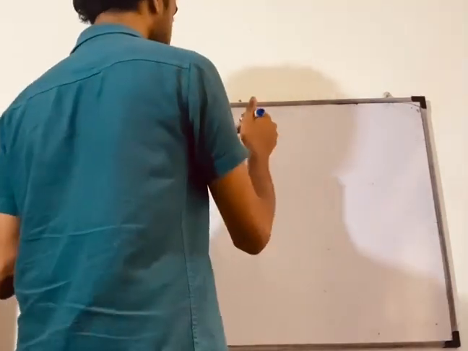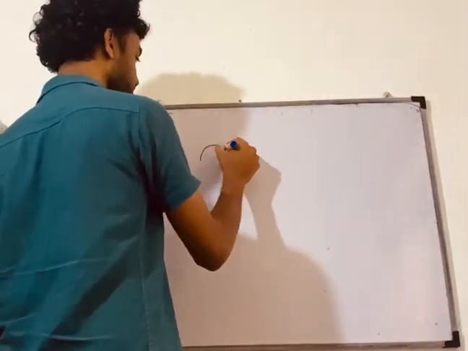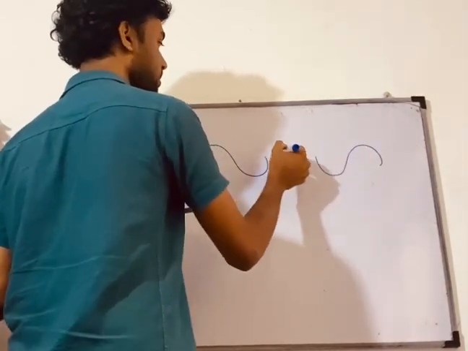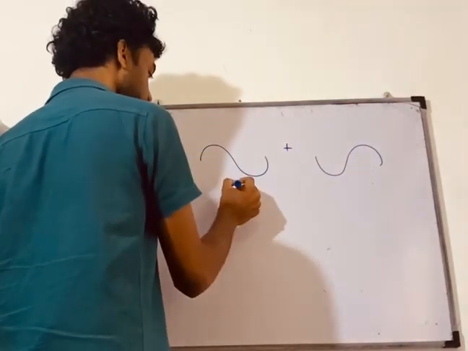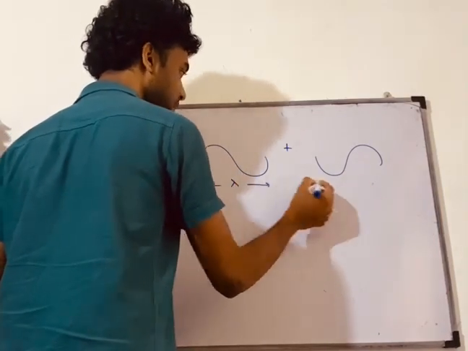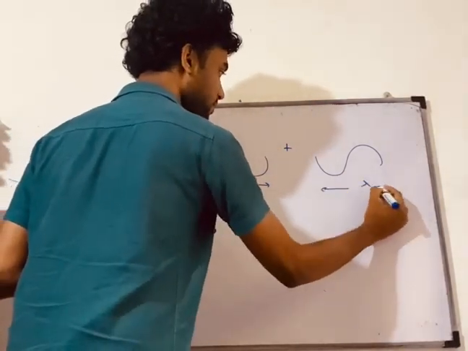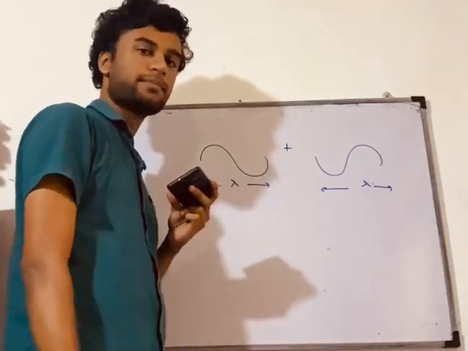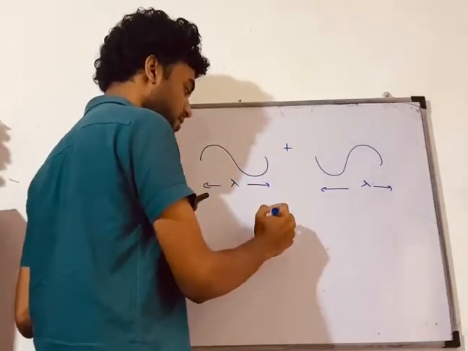So let's see. Two identical transverse waves. They're going to superimpose. The wavelength of a transverse wave is going to be lambda. And as they're identical, the wavelength of this one is also going to be lambda. So these two are going to superimpose, so it's going to construct this standing wave.